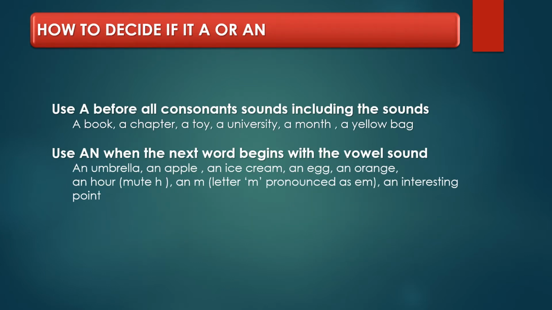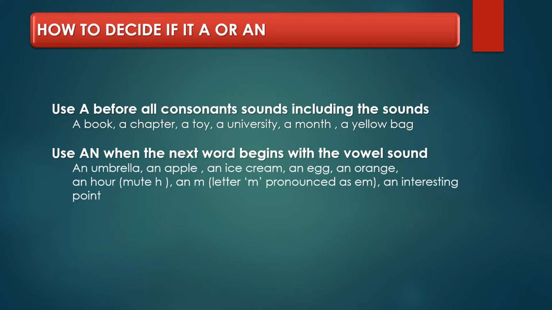Now, how to decide if it is a or an? It's very important, children. Many times we make mistakes in this. See, use a before all consonant sounds, including the sounds. A book, a chapter, a toy, a university. Though you will think that u is a vowel, then why have you used a? Because see the sound. University starts with a y sound, so it is a consonant. A month, a yellow bag, a toy, a bag, a mobile phone. Okay, so we will use a for all the consonant sounds.